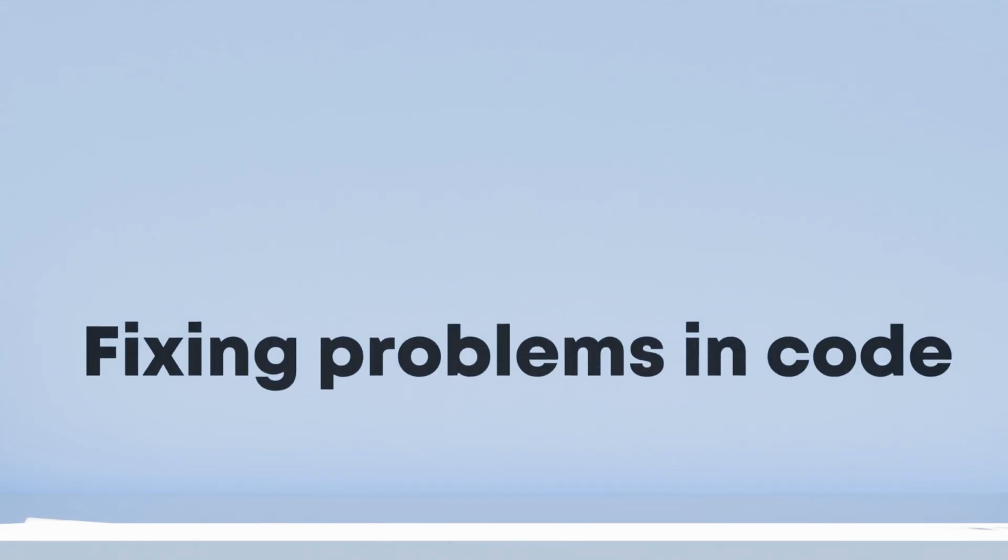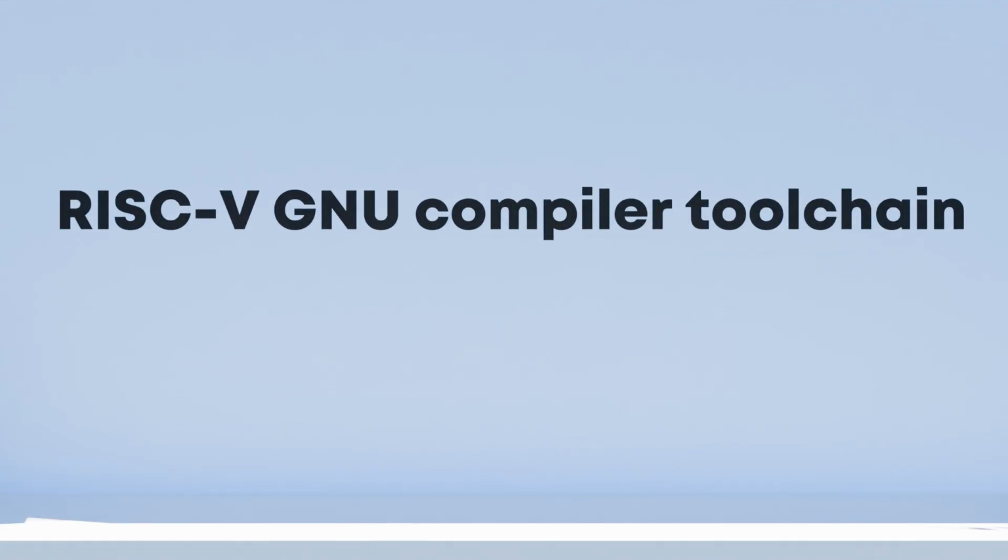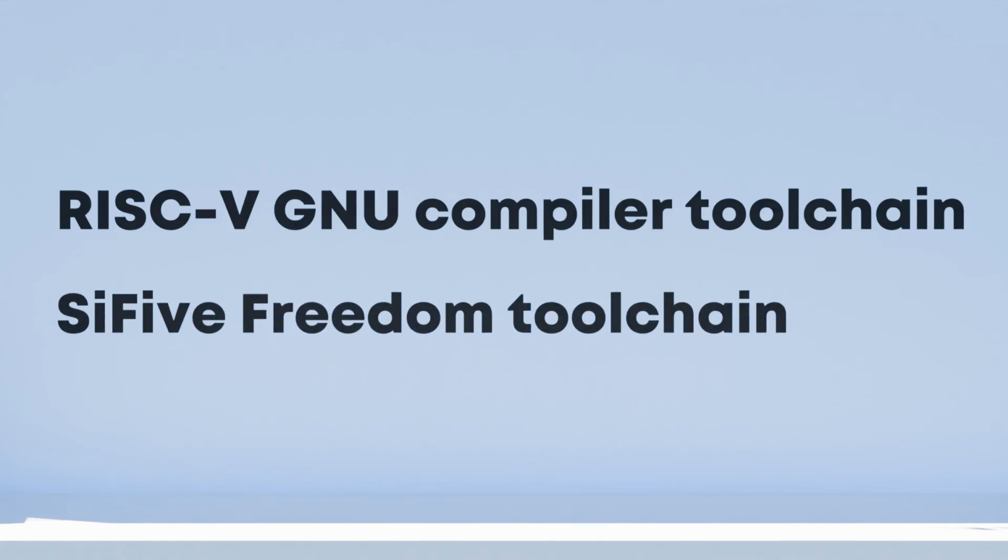For pre-built toolchains, you can download the RISC-V GNU compiler toolchain or the SiFive Freedom toolchain, which is an American company which makes RISC-V processors. Or of course, one of the many other toolchains online. In case you want to customize your toolchain or get the latest features, you can also build your own toolchain. How exactly you do that depends on your specific OS and the goal of your project.